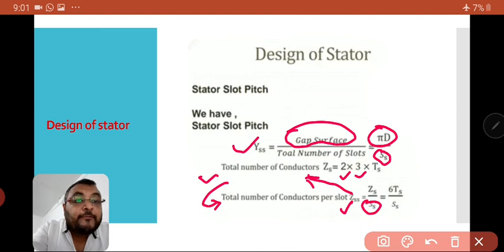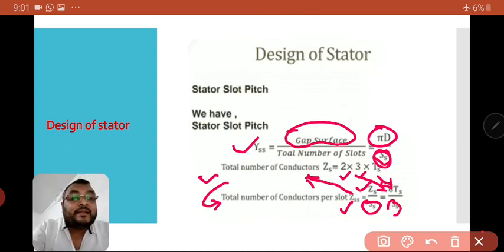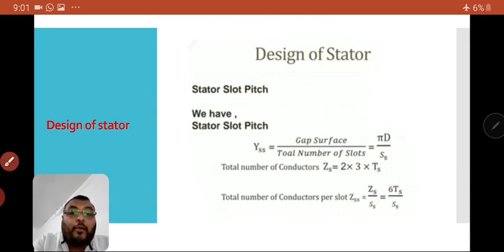So the total number of conductors divided by the number of stator slots is equal to 6 Ts by Ss. This 6 Ts comes from multiplying the term 2 into 3, which is equal to 6, into Ts, and Ss remains as it is. That's how we can get the stator slot pitch when we design that particular problem.